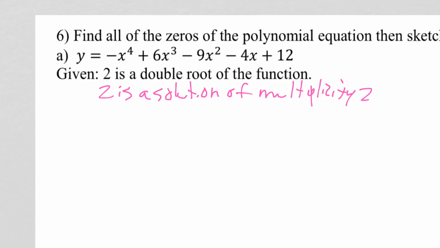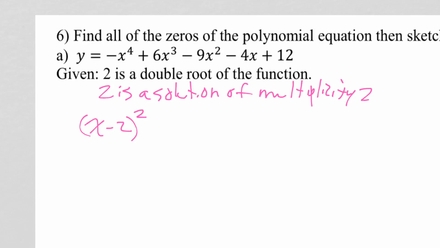Well, that means that using the linear factorization theorem, x minus 2 is a factor if 2 is a solution, if 2 is a root. And it being a double root, a solution of multiplicity 2, means that it is a factor twice. I could expand that and get x squared minus 4x plus 4 and do long division. But long division's kind of poopy.